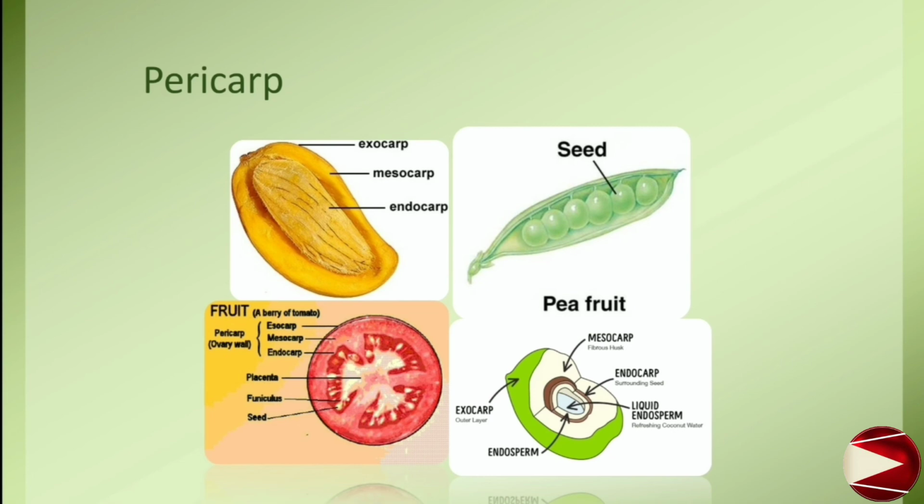Or they can be dry as in groundnut, pea pods in which pea seeds are arranged. You have seen the diagram of pea pod and pea seeds earlier. Pea pod itself is called pericarp or fruit. Here in pictures what you see as exocarp, mesocarp and endocarp are just different layers of pericarp.